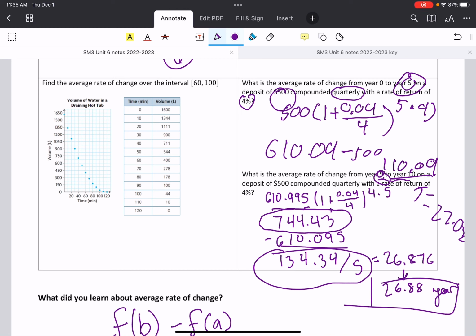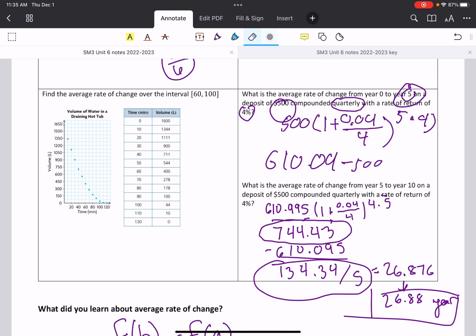So the 110 was the difference in the y values. So they divided it by the 5, the year 5. So I'm going to take this and rewrite it smaller. I'm going to zoom in. This 610.09 minus 500 was your f of b minus f of a. And this 5 is your b, and your 0 is your a.